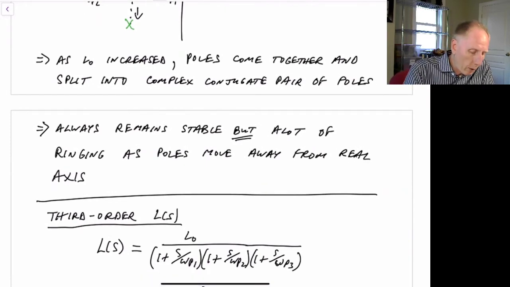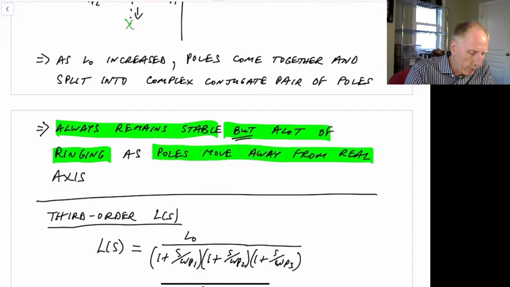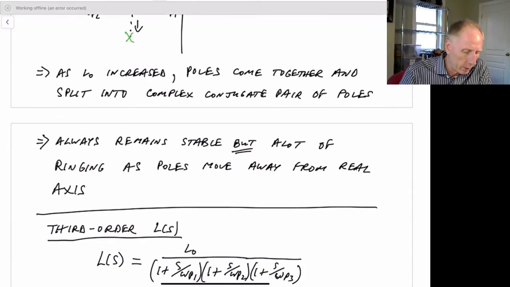So what we see is that it always remains stable, but could have a lot of ringing as the poles move away from the real axis. The further they get away from the real axis relative to the distance along the real axis they are, the higher the ringing is going to be. And we saw a lot of ringing in the example that we saw. In that case, our complex part was 10 times higher than our real part.